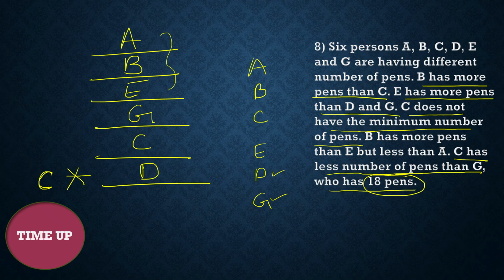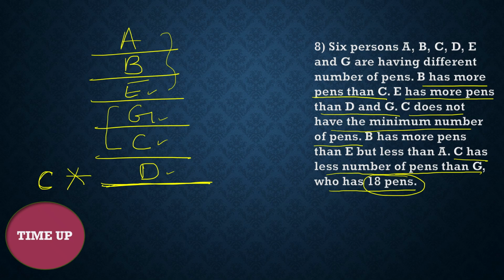This is satisfied, right? E has more pens than D and G. E is placed here. But C has less number of pens than G, so it should be placed here. Correct? And they have said that C cannot have the minimum number of pens. So C cannot be placed at the last. So D will be placed here. Understanding? I hope you got this.